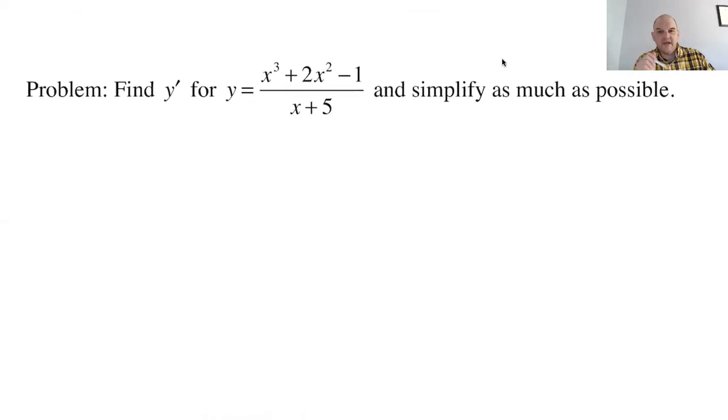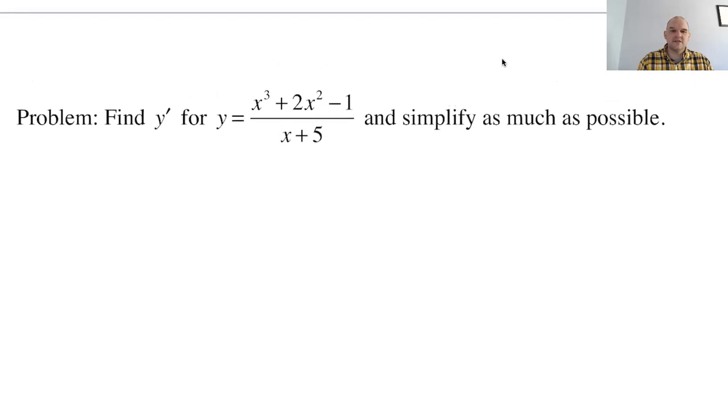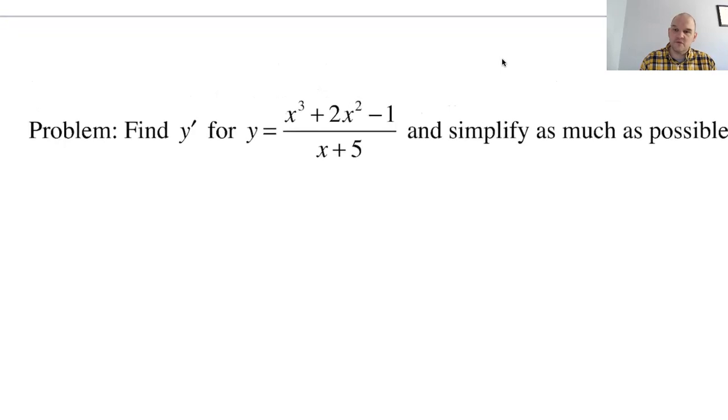So find y prime, so the derivative, for y equals some cubic thing over some linear thing, and simplify as much as possible. Depending on what I'm doing in life, my inclination might be to try to actually divide these before I find the derivative. I'm not going to do that because it says simplify as much as possible, and usually that just means dive in with the quotient rule. So that's what I'm going to do. I see a quotient, I'm going to use the quotient rule.